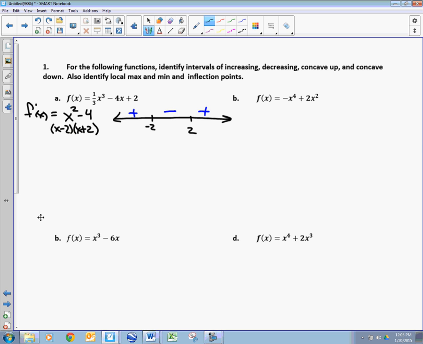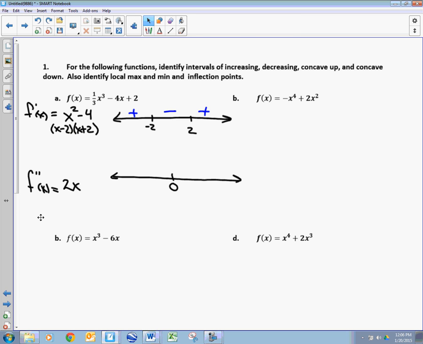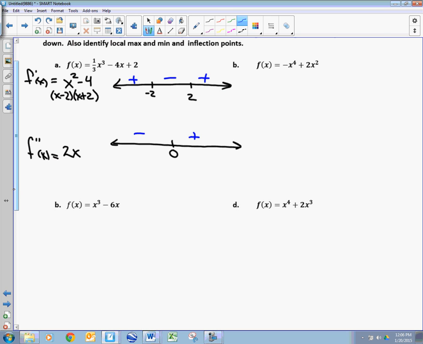Let's do the second derivative. f double prime of x is equal to 2x. Let's draw a number line. Solve that equal to 0. x equals 0. Plug in a number to the left of 0, negative 1. Do you get positive or negative? Number to the right. So you can see what it tells us about the graph. Let's label all the important spots.